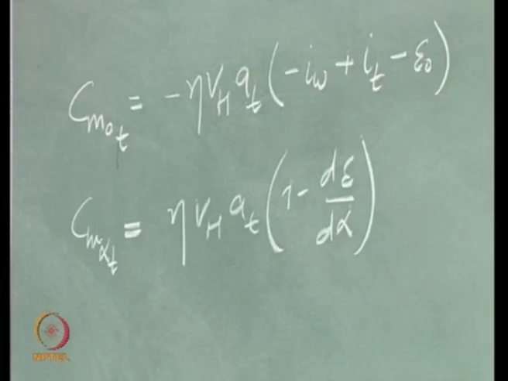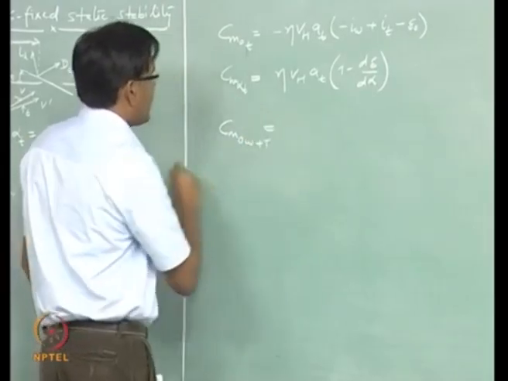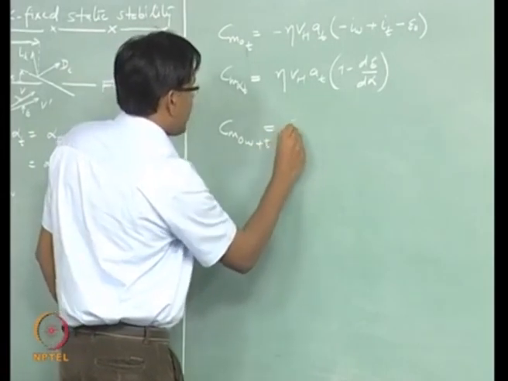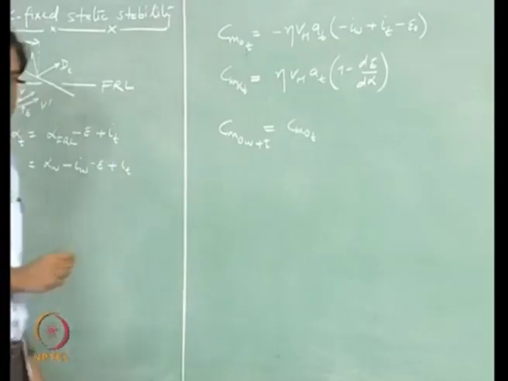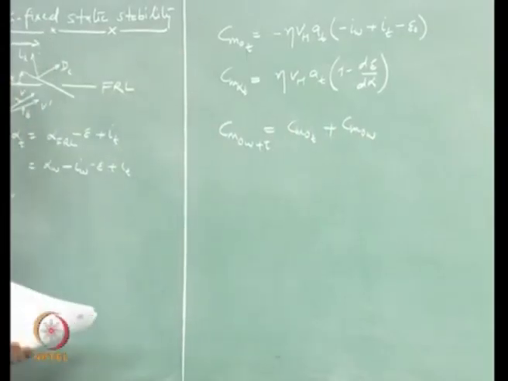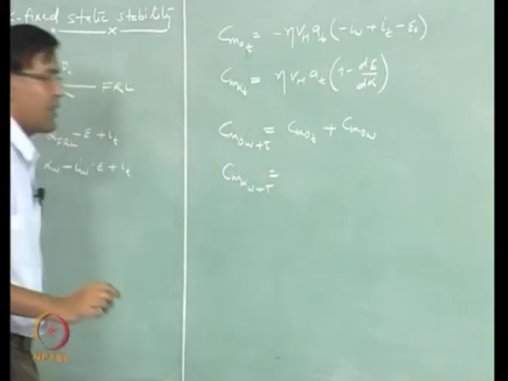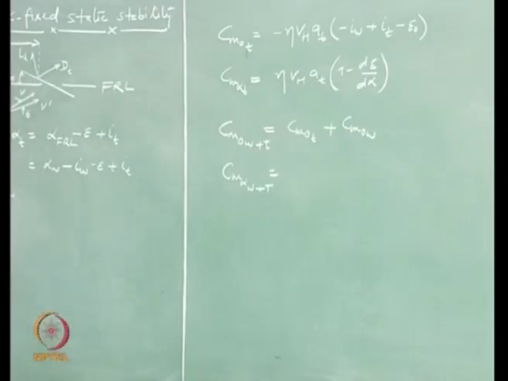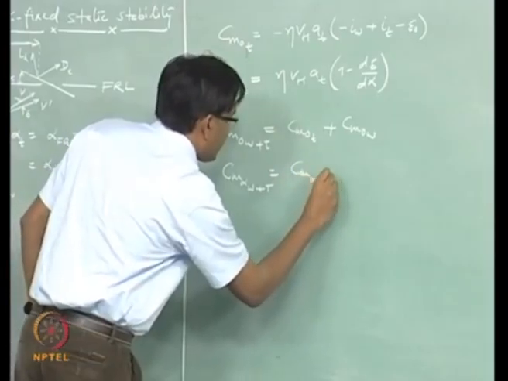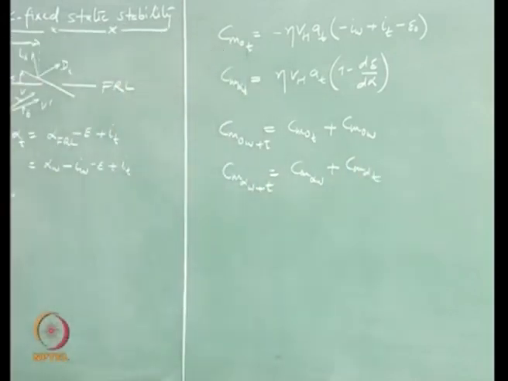So, now the total Cm naught of the wing tail combination is going to be the sum of the tail contribution, right, and the wing contribution, right, and the new Cm alpha of the wing tail combination is the sum of the wing contribution and the tail contribution, right.